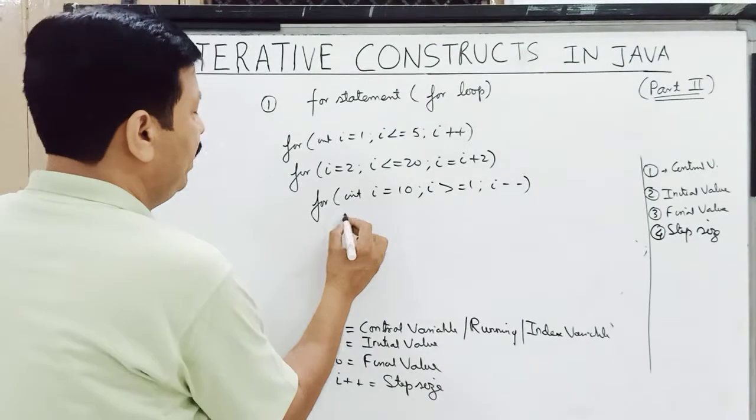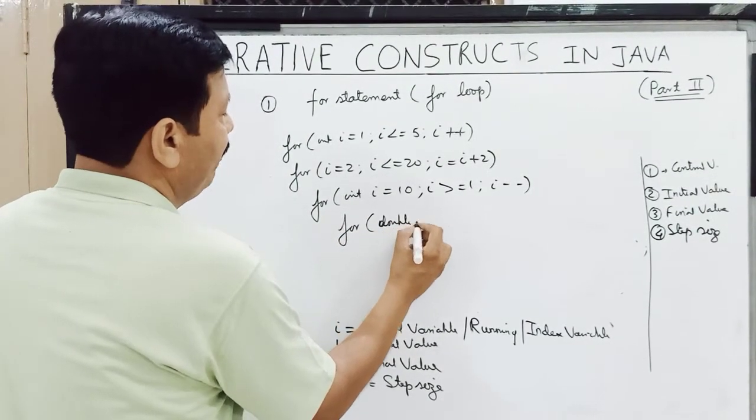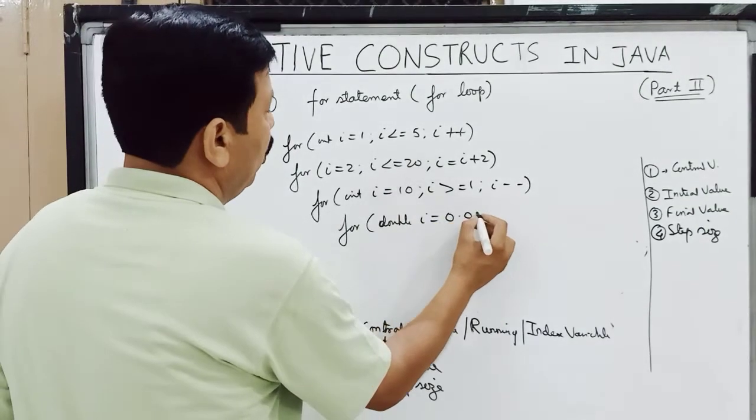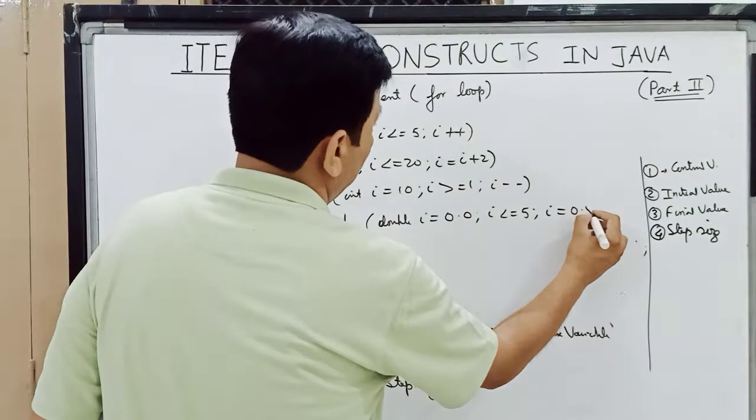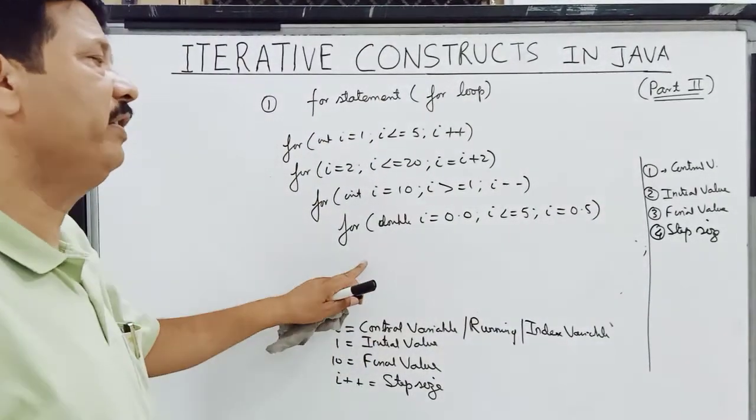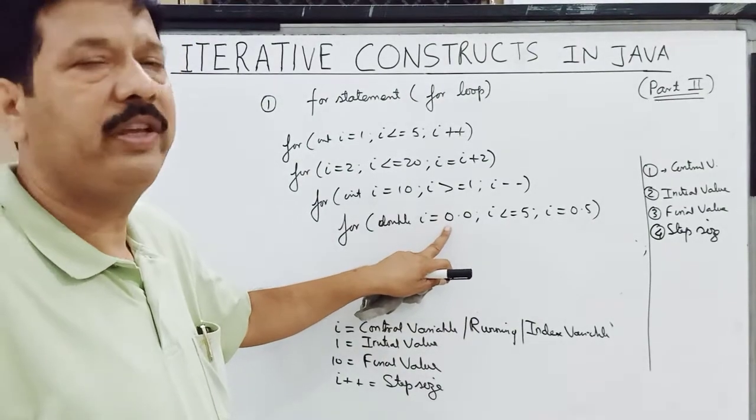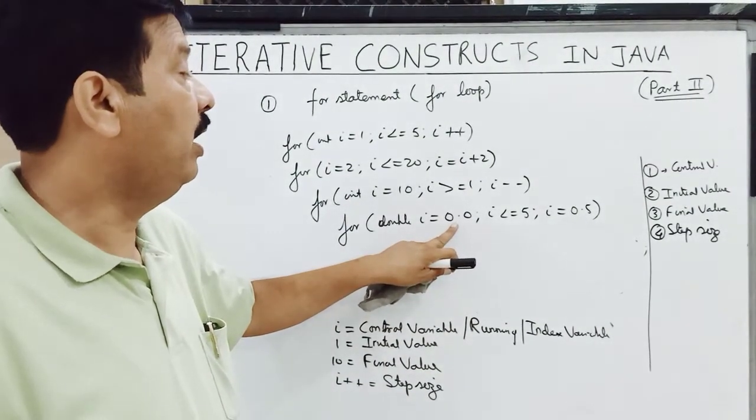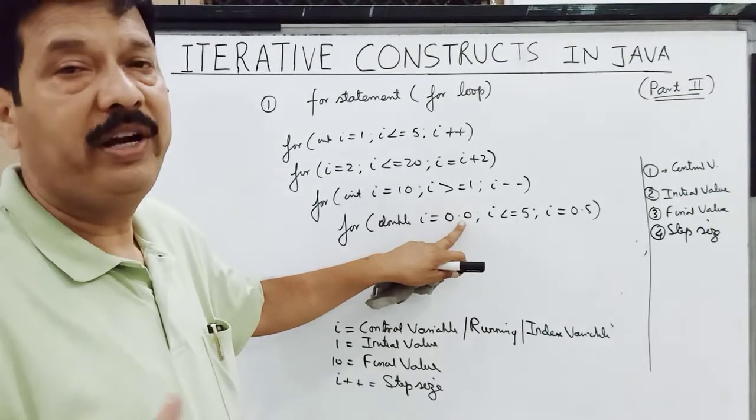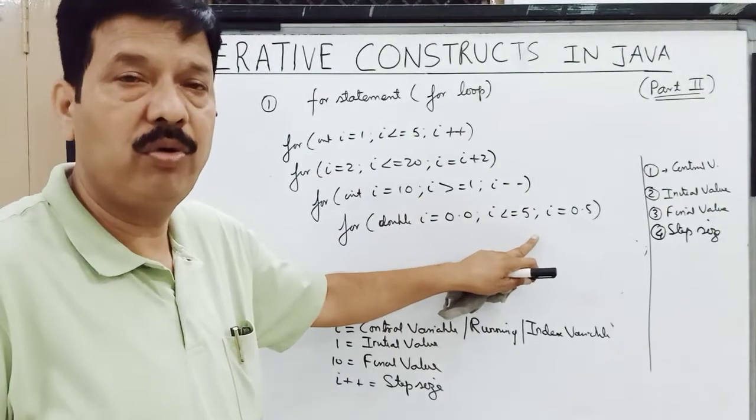Now children, there is one more thing. Your step size may be in fractions. Say if I say double i is equal to 0.0, i is less than equal to 5, i is equal to 0.5. This also works where the step size is in fractions. So the first value of i is 0. Then it becomes plus 0.5, 0.5, then 1, 1.5, 2, 2.5. This is how it is going to change.